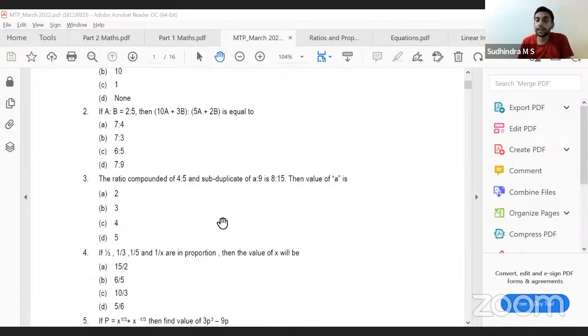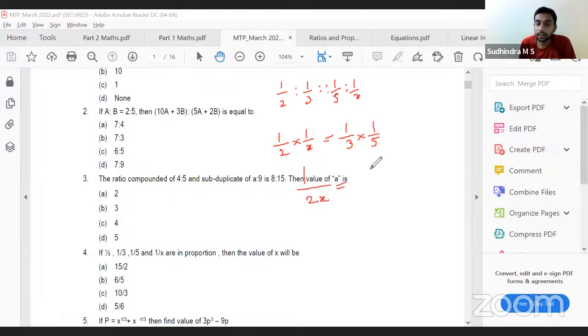Then, if 1/2, 1/3, 1/5, and 1/x are in proportion, what is the value of x? Simple. Proportion, application of concept. 15/2. So they are saying 1/2 is to 1/3 as 1/5 is to 1/x. So how do we get this? Cross multiply. 1/2 into 1/x is 1/3 into 1/5. Correct? So 1/2x is 1/15. Alternatively, if I rearrange it, 2x is equal to 15. Therefore, x is 15/2.